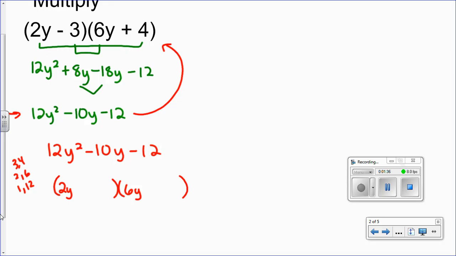Okay, now I need factors of negative 12, so 3 and negative 4, negative 3 and 4, 6 and 2, negative 6 and 2, 1 and negative 12, negative 1 and 12. And keep in mind, those could switch positions too. You could do negative 4 and 3. Okay, so let's just say I'm just trying. I'm just going to try this first one, 3 and negative 4.